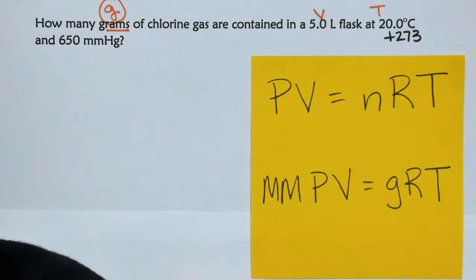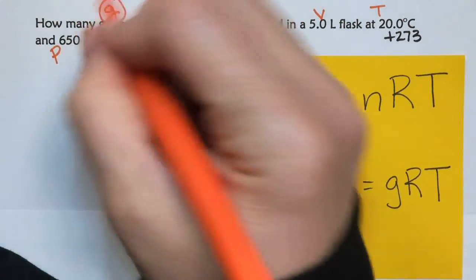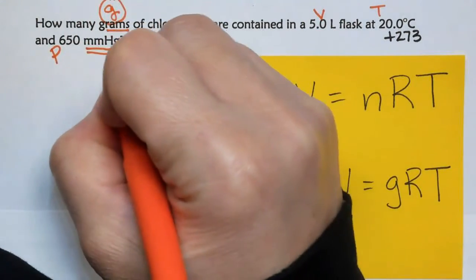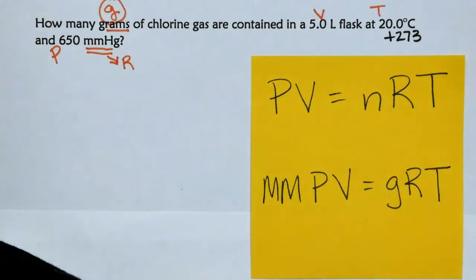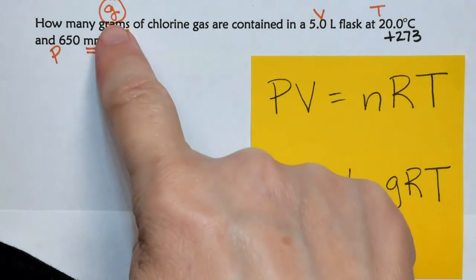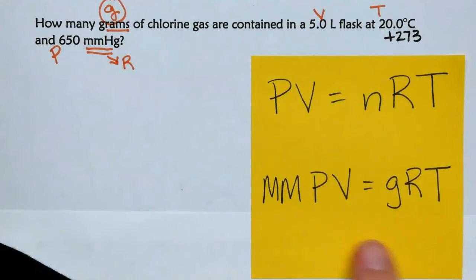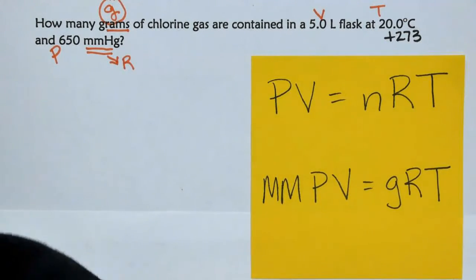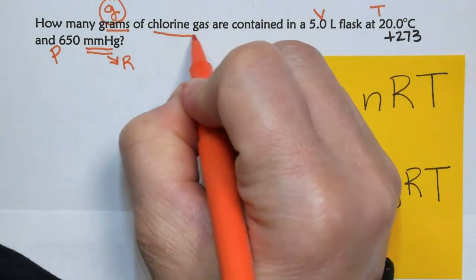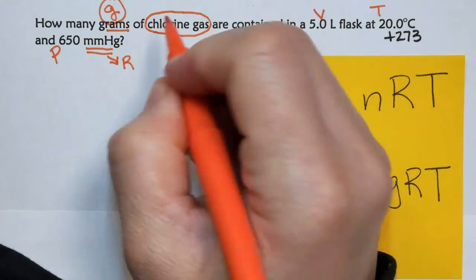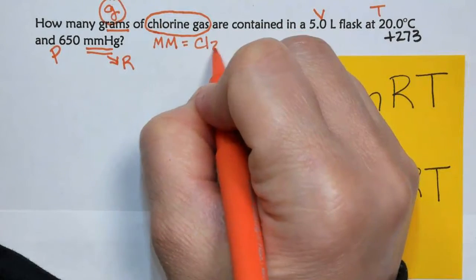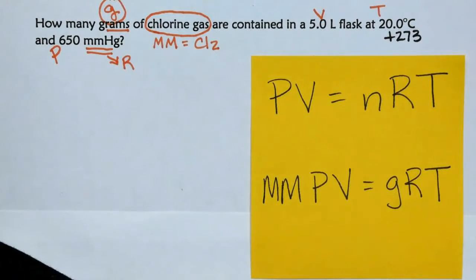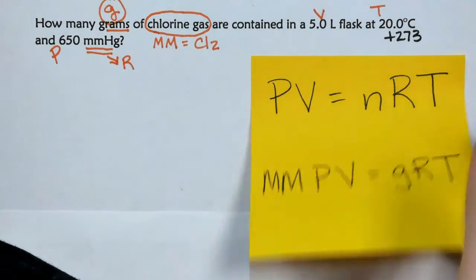Don't forget, it's Celsius, so you have to add 273. And then finally, we have our pressure. Notice it's in millimeters of mercury, and that's how we know which R value we're going to choose from our chart. Because we have grams in this problem, we're going to use this one down here. But we're missing something, the molar mass. We're going to have to go to the periodic table and add up the molar mass of Cl2, chlorine gas. Don't forget, it's a diatomic.